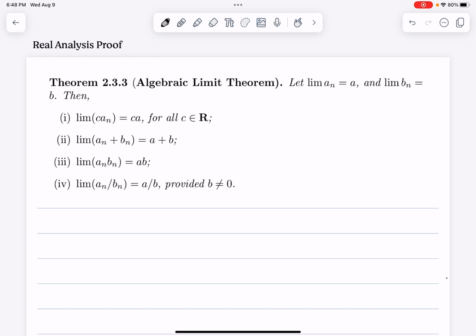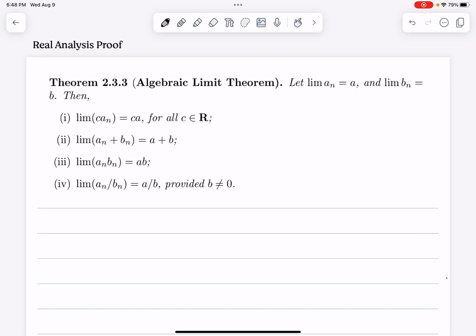Then we have all these properties. The first one talks about if we multiply a sequence term by term by a constant c, which is a real number, then the limit of that new sequence is precisely the constant times the original limit of the sequence. And the second states that if we have two convergent sequences that converge to a and b, then if we add them term by term, the limit of the consequent sequence is going to be the addition of the two original limits of the sequences.